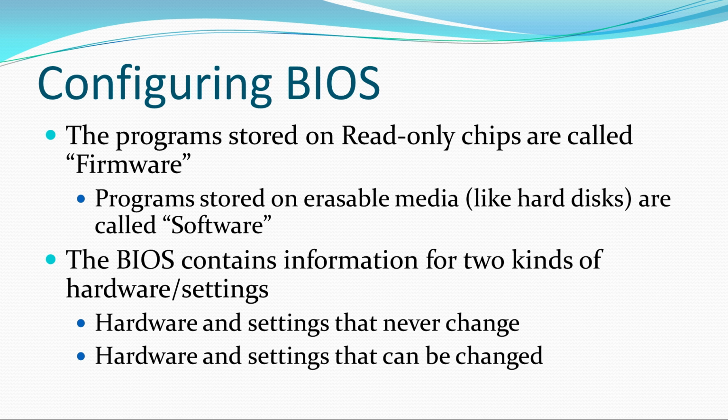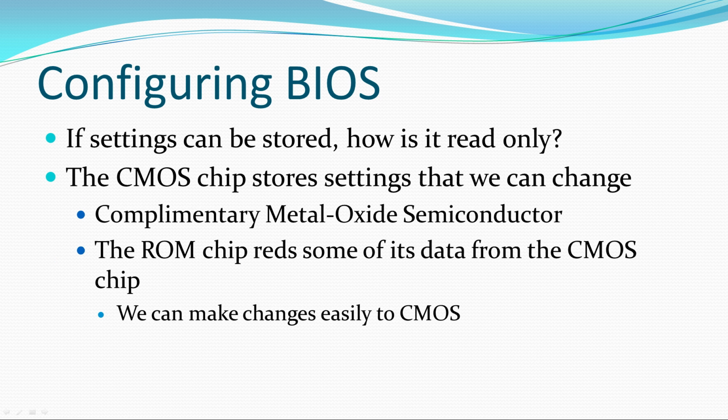The BIOS contains information for two kinds of hardware settings. We have hardware and settings that can never change, and hardware and settings that can be changed. So if settings can be stored, how is it read-only? Well, there's a companion chip here called the CMOS chip that stores settings that you can actually change. The CMOS chip stands for complementary metal oxide semiconductor. A little fancy. You probably want to know that for the test.